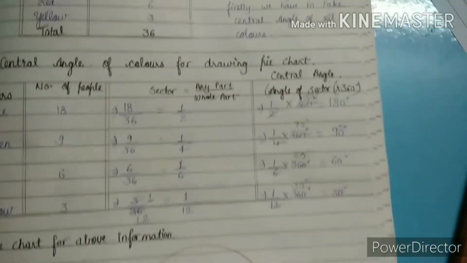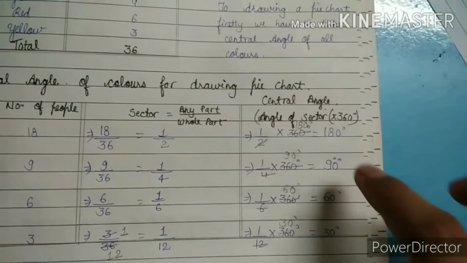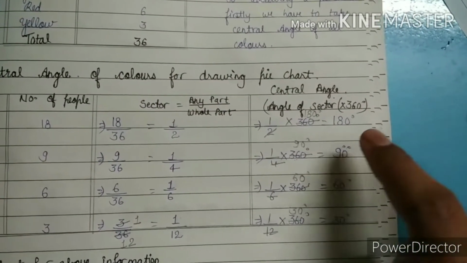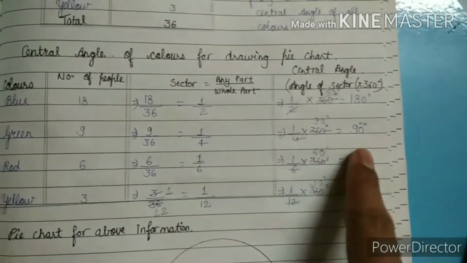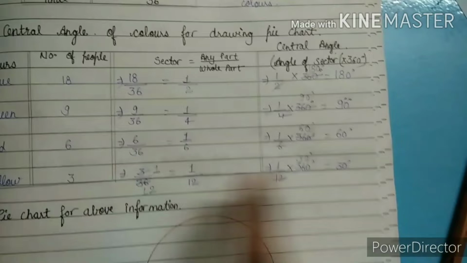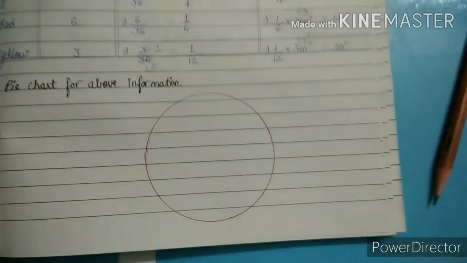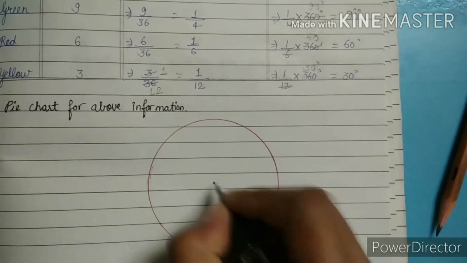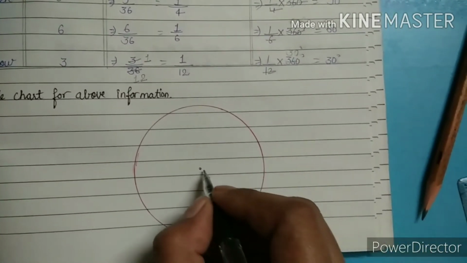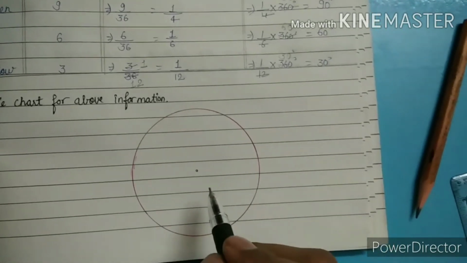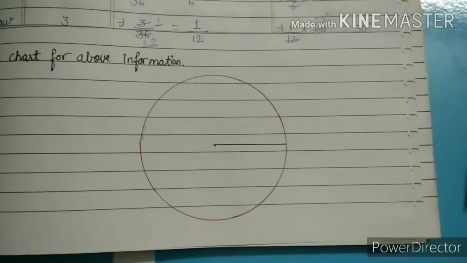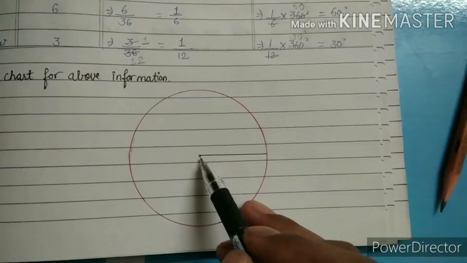Okay, now we will draw the pie chart of the given information. We have taken the central angle of each: blue 180, green 90, red 60, yellow 30 degree. So here I already drew the circle. Here is the central point of the circle. Firstly, we will draw the radius for taking the base. Okay, so here I drew the radius.